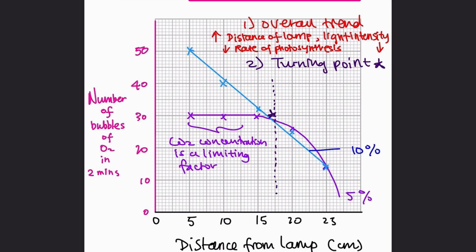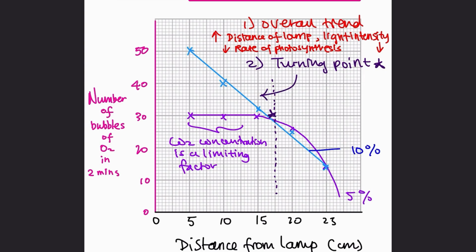When both blue and purple are at 5 cm away from the lamp, but at 5%, you only get 30 bubbles. But if I boost up the carbon dioxide concentration to 10%, then I'm counting extra bubbles. I'm getting up to 50 bubbles in the 2 minutes. So that proves to you that CO2 is being a limiting factor. Okay, so we've explained this whole part here before. So that's the first point: before the turning point, the CO2 concentration is limiting the blue line.